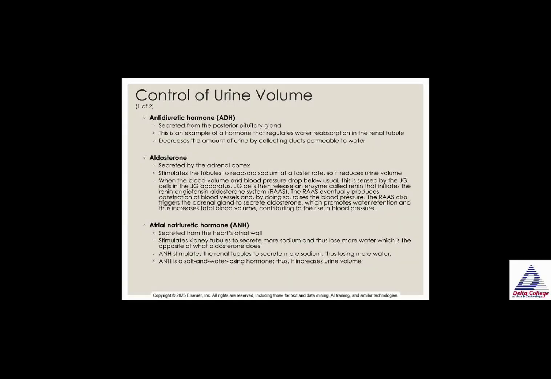Next, we have the atrial natriuretic hormone, the ANH, and this comes from the heart's atrial wall. It stimulates the kidney tubules to secrete more sodium, thus lose more water, which is the opposite of what aldosterone does. ANH is a salt and water losing hormone, thus it increases urine volume.